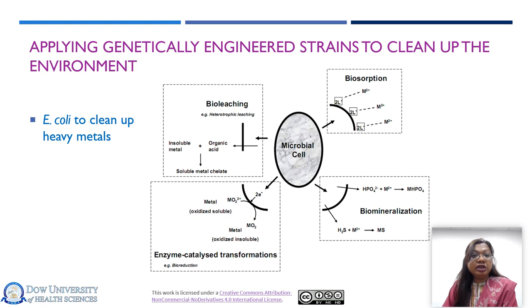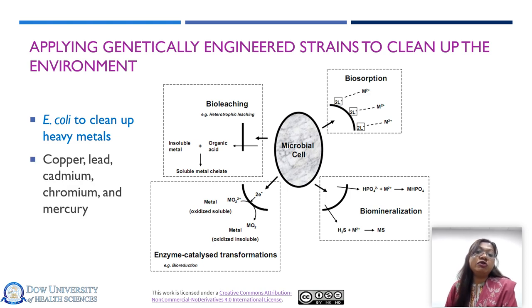For example, researchers have engineered E. coli to express a metal binding protein called metallothionein, which is capable of binding to toxic metals such as cadmium and mercury. Another approach using E. coli is as part of a bioremediation process, where the bacteria are introduced to a contaminated environment and left to degrade or sequester the heavy metals over time. However, this approach is still in the early stages of research, and more work is needed to optimize the conditions for this process to be effective.